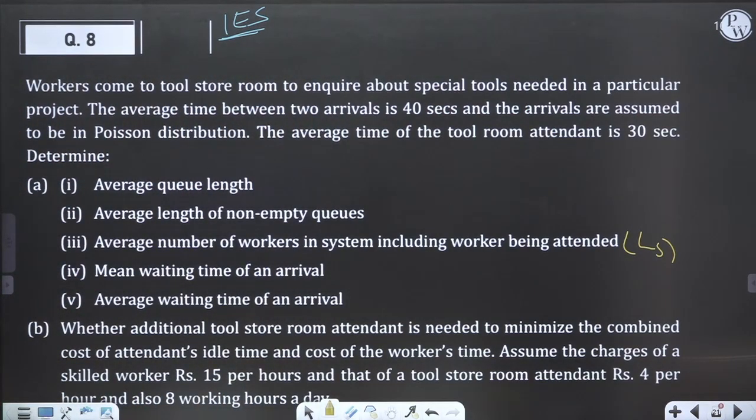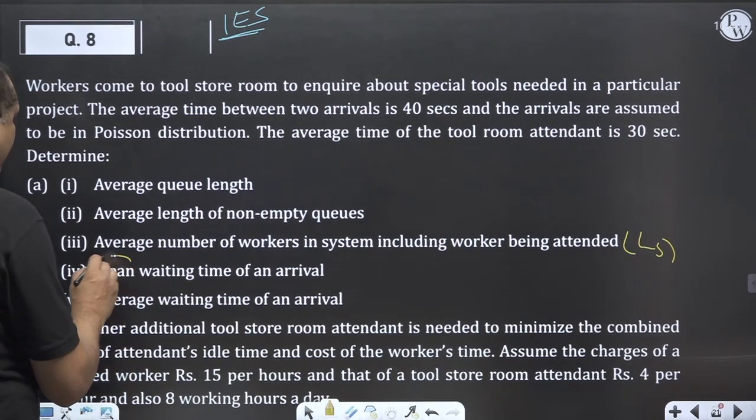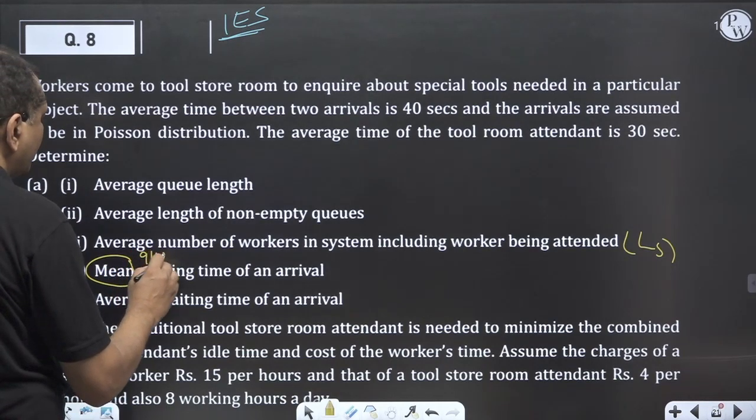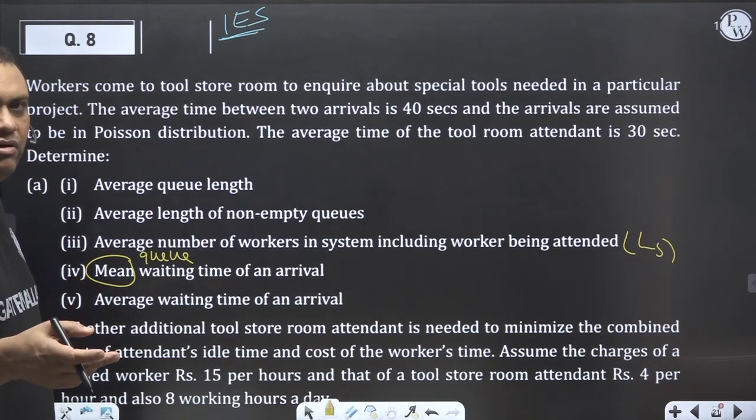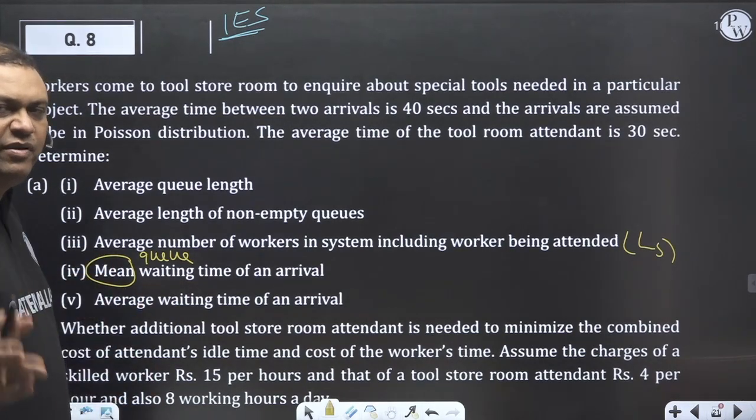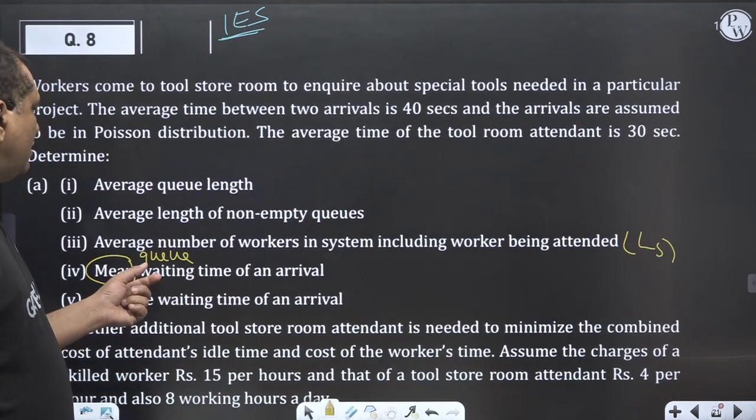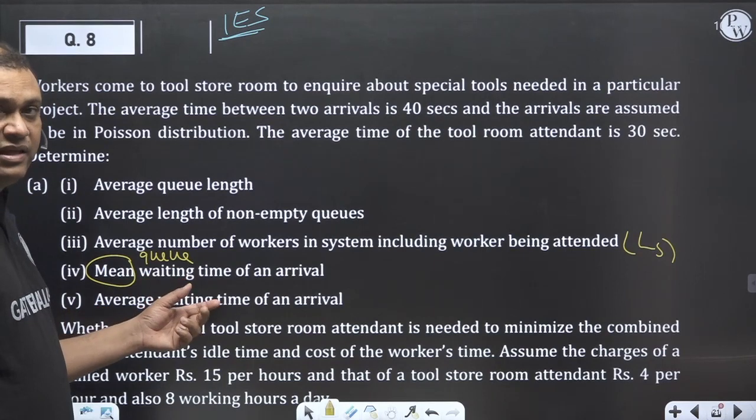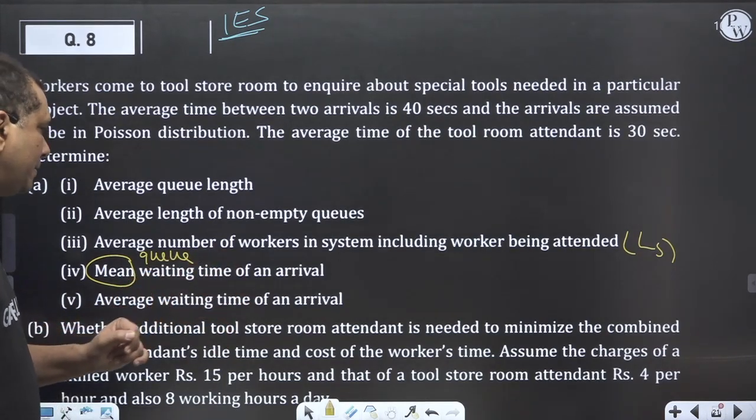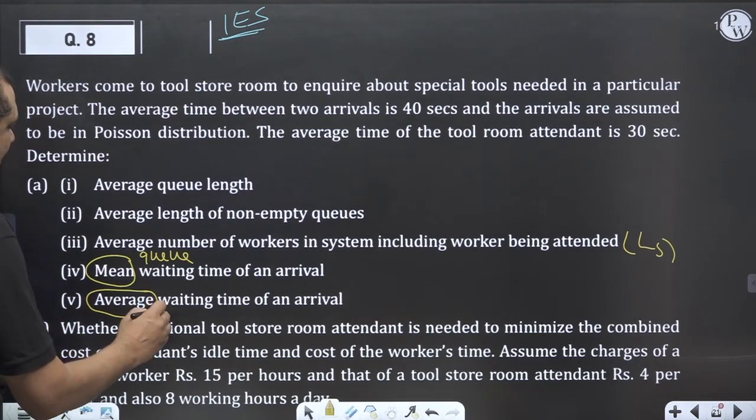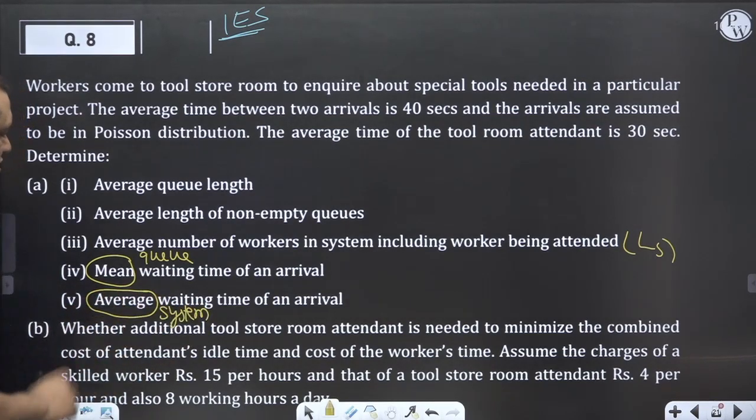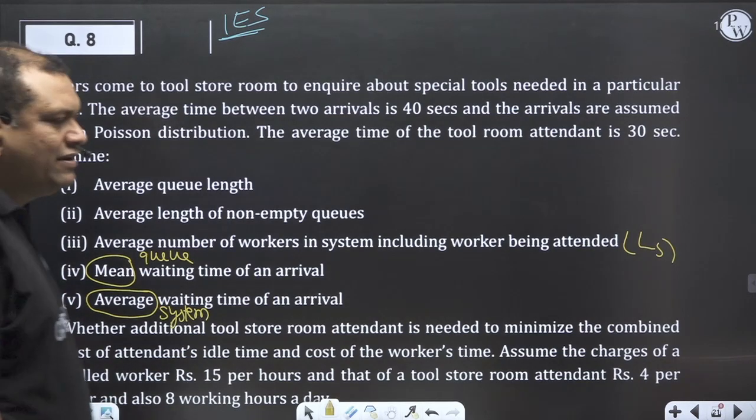Mean waiting time of an arrival. See, whenever the mean is given, it means related to Q. In the question, this Q or system, these names will be mentioned very, very clearly. But when it is not clear that it's a Q or system, mean refers to Q and the average refers to system. Once again, I will repeat all these things.